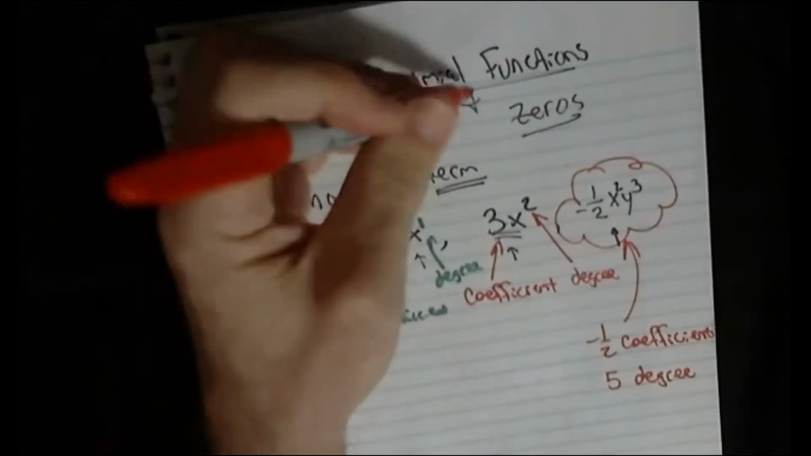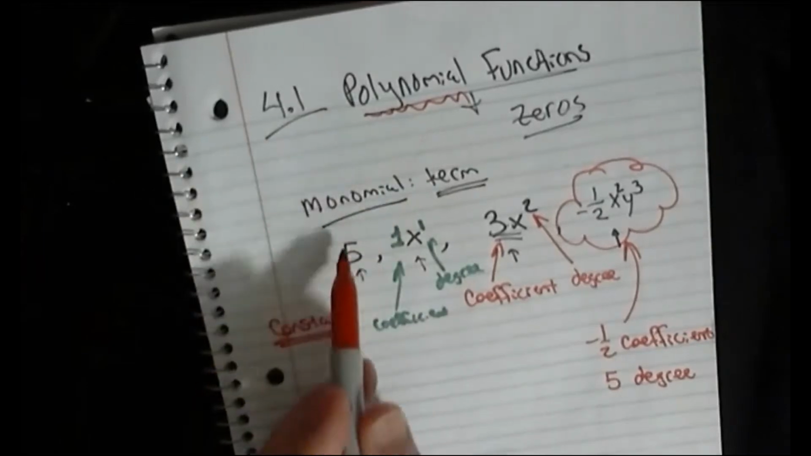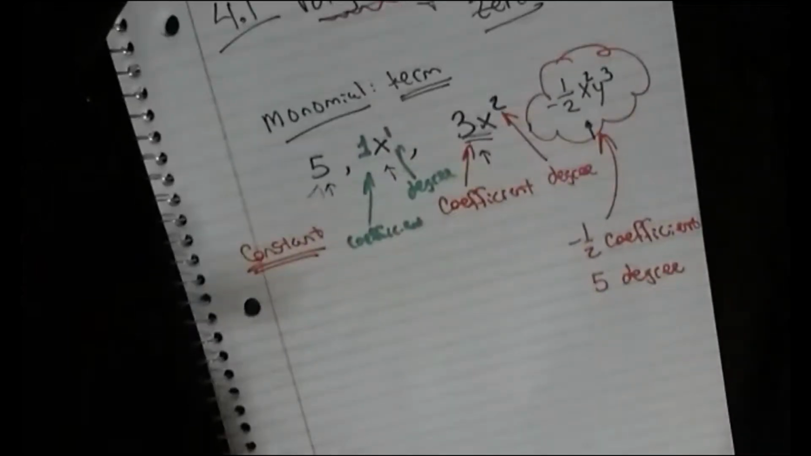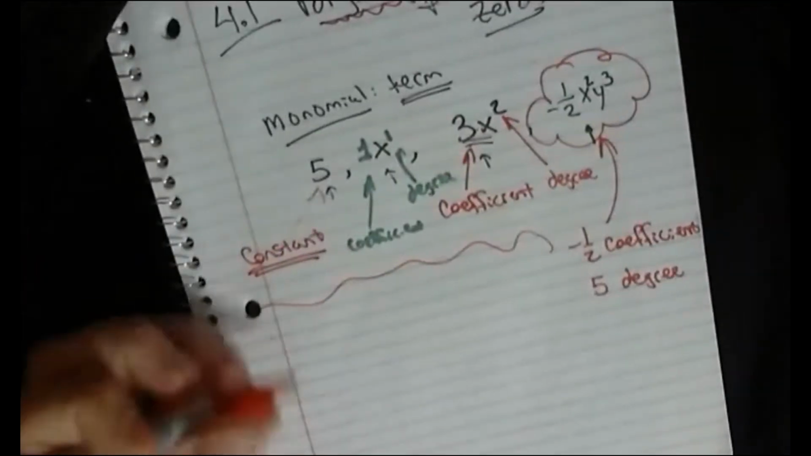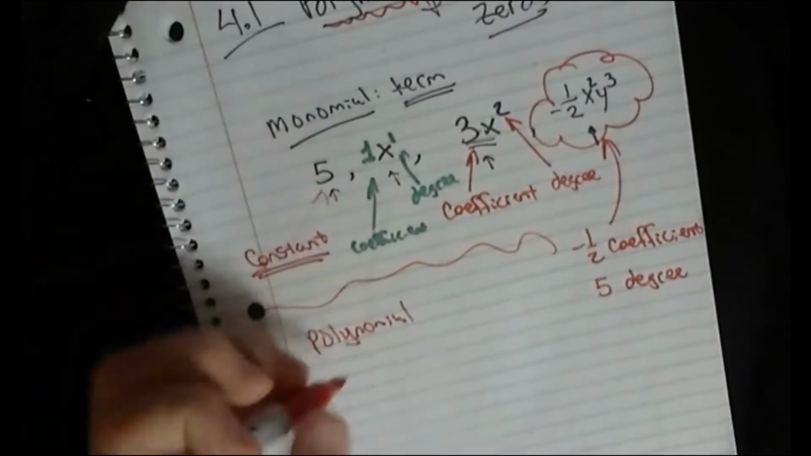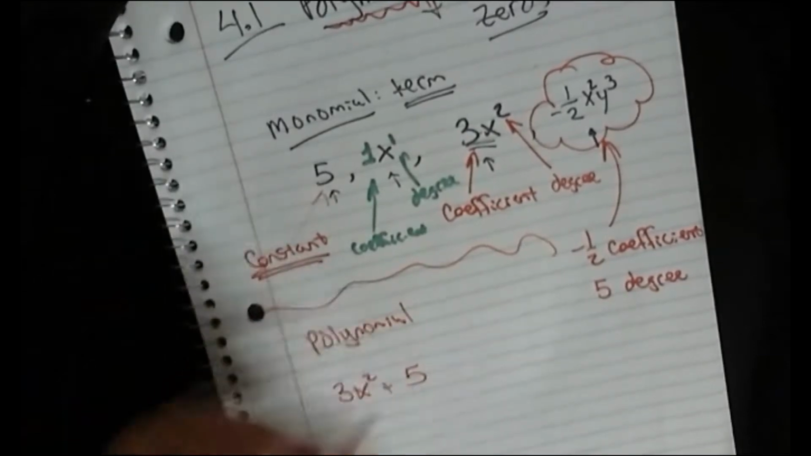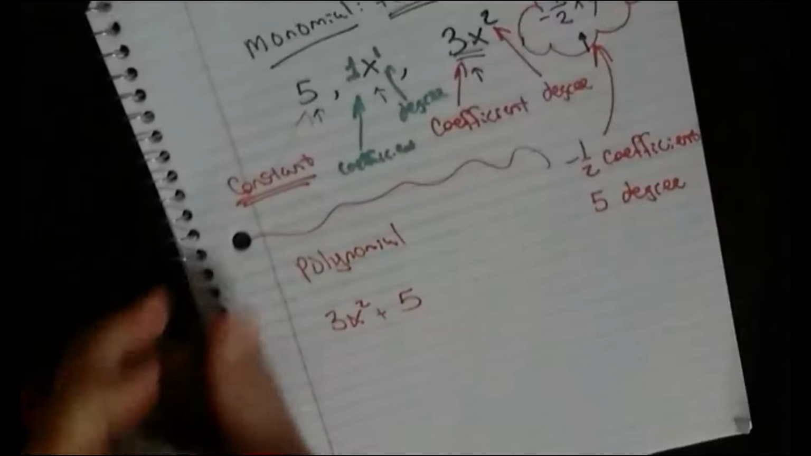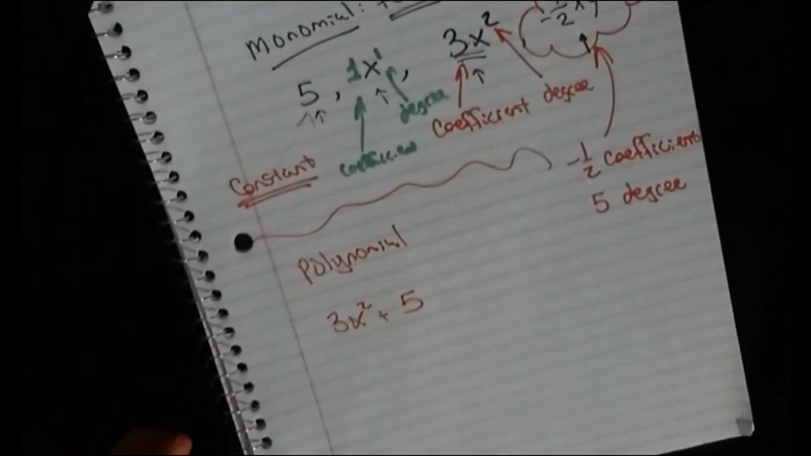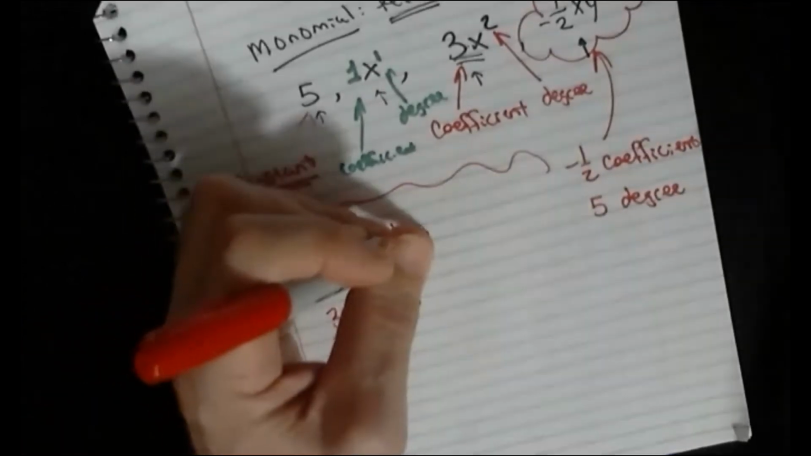Now, again, we're going to be talking about polynomials. A polynomial is simply a combination of terms via addition. So if these are all monomials, then a polynomial will combine these. For example, 3x squared plus 5 is an example of a polynomial. So as long as you're combining terms via addition or subtraction, then you have more than one term. That would be a polynomial. A polynomial is more than one term.